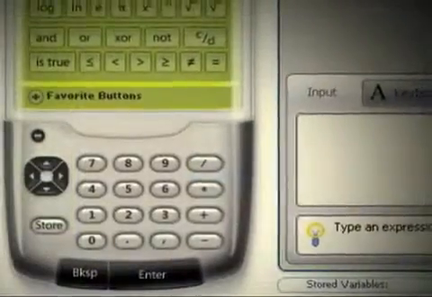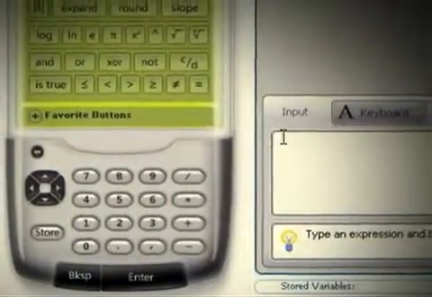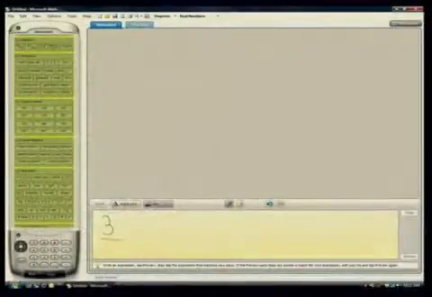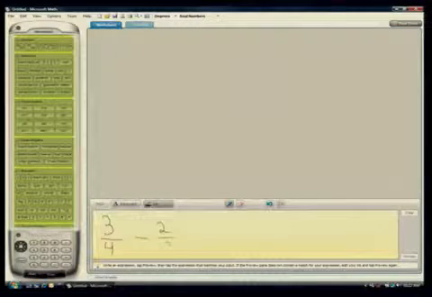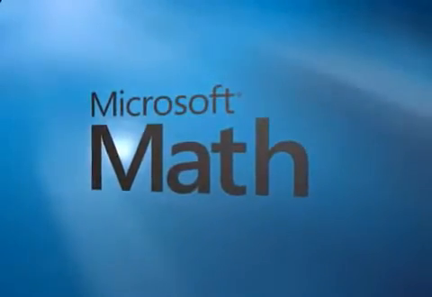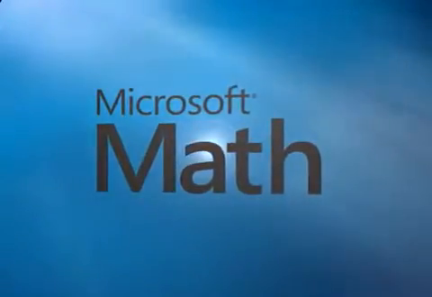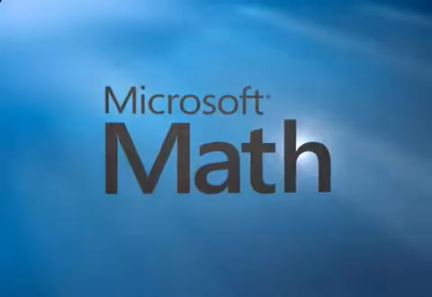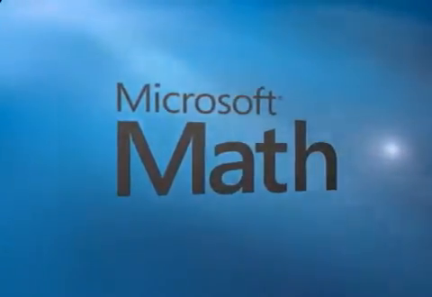They can input equations using the on-screen calculator or keyboard. Students can even write problems by hand, using tablets or ultra-mobile PCs. Microsoft Math is an easy, low-cost way to help students stay engaged and get ahead, prepare for exams, and reach their potential.